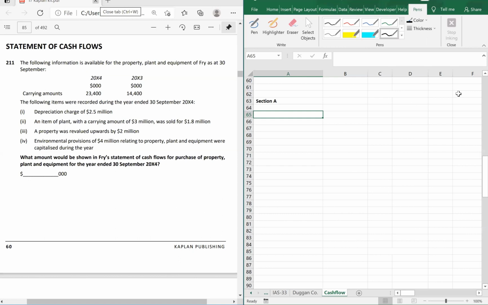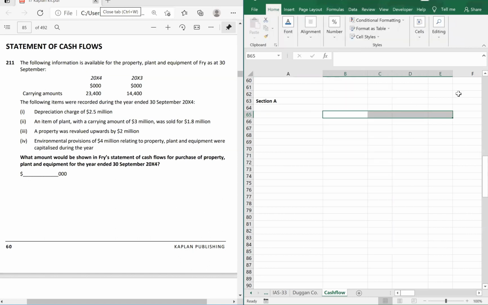You have the opening and the closing balances. It's obviously up to you as to how you want to solve this question. But for me, like I said, personal preferences.